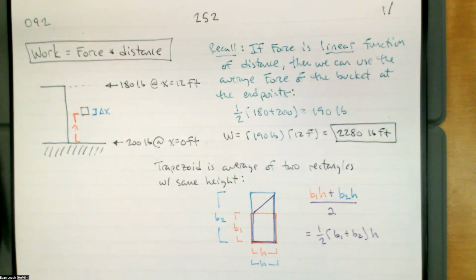When you find an average at the endpoints, you're making things linear. You're thinking about a linear change from one point to the next. So that's why in this particular problem, we can get away with doing the 190, because it's just the average of the endpoints, because we made a linear function connecting the 200 to the 180.